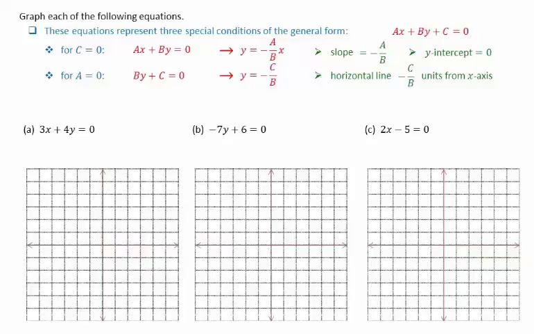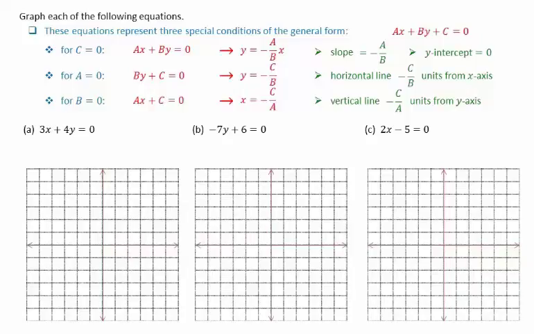Finally, for b equals 0 in general form, we get ax plus c equals 0. This time we isolate for x, giving x equals negative c over a. Here the x value is a constant, no matter what the y value is. So an equation in general form with b equals 0 represents a vertical line that is negative c over a units from the y-axis.